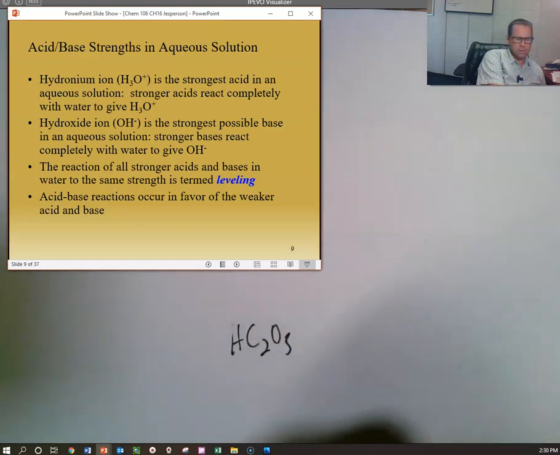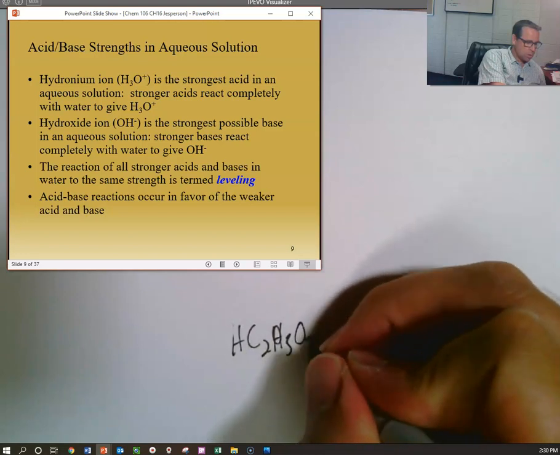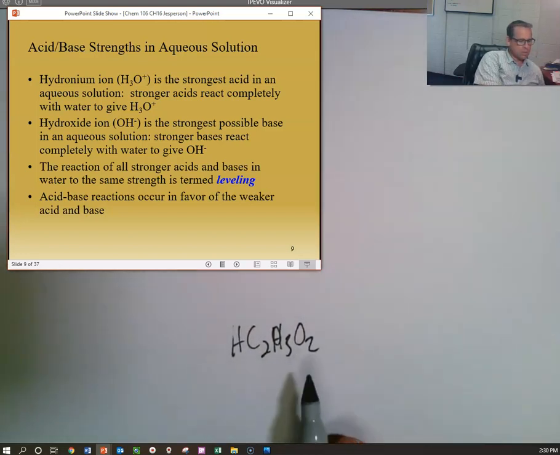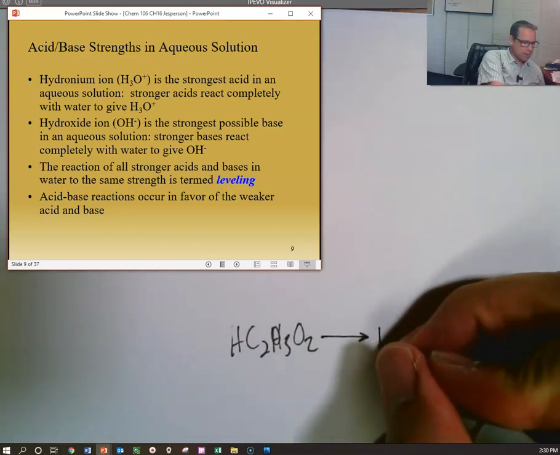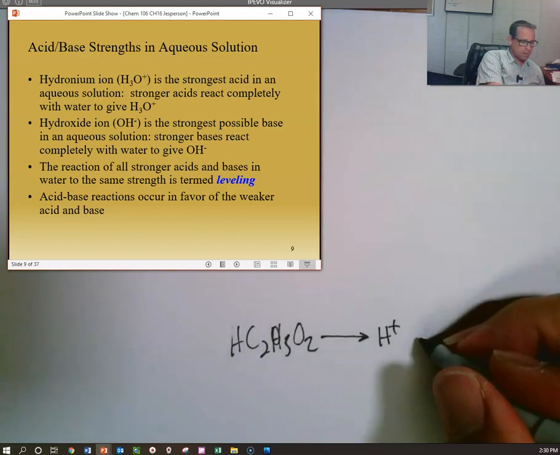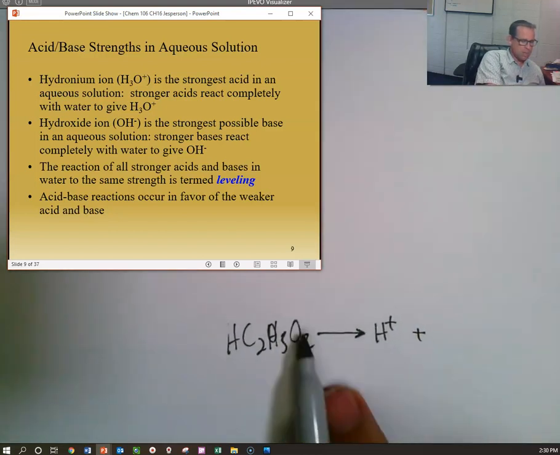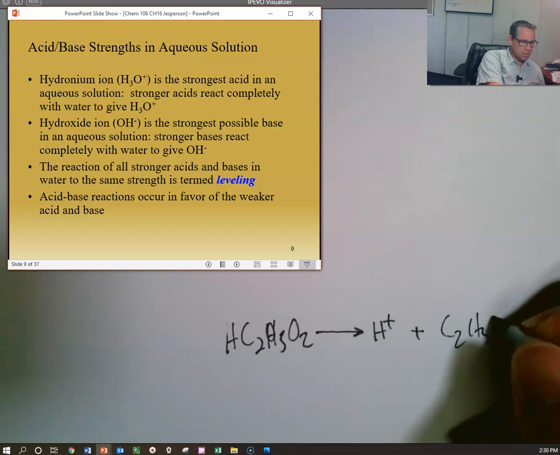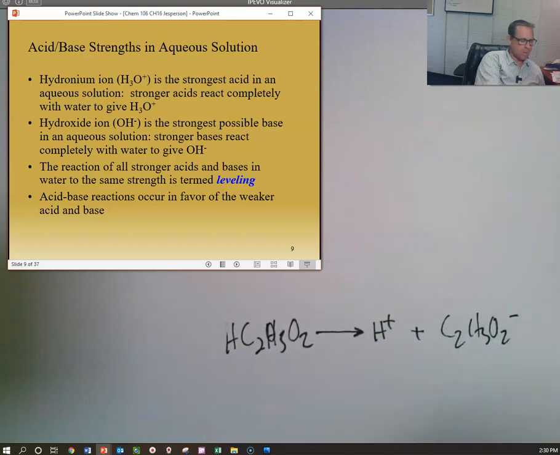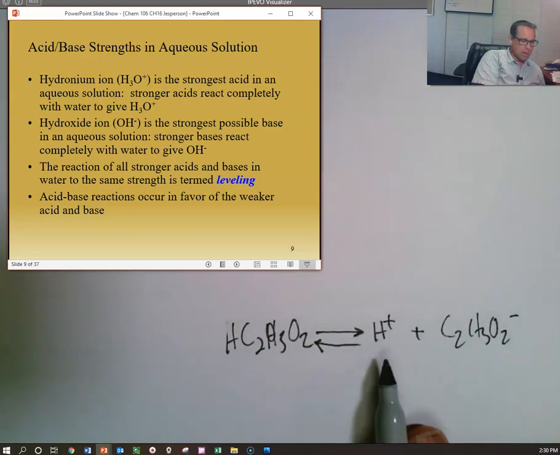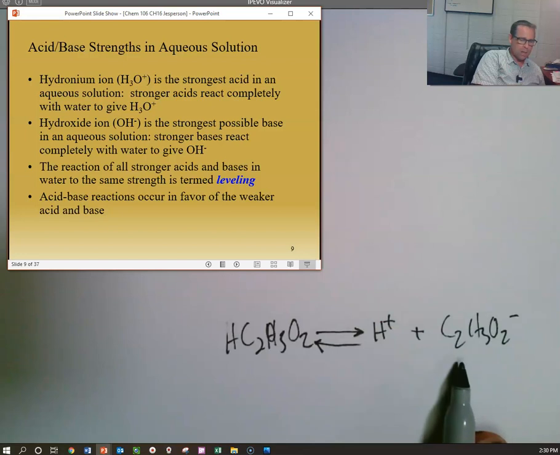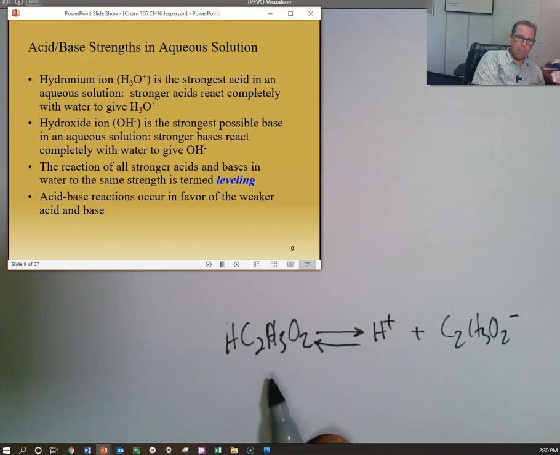HC2H3O2. This compound releases a hydrogen because it is an acid, and the conjugate base for this is C2H3O2 minus, all right? However, the reversing arrow has to be drawn because the hydrogen ion and the acetate ion will find each other relatively quickly and come right back.